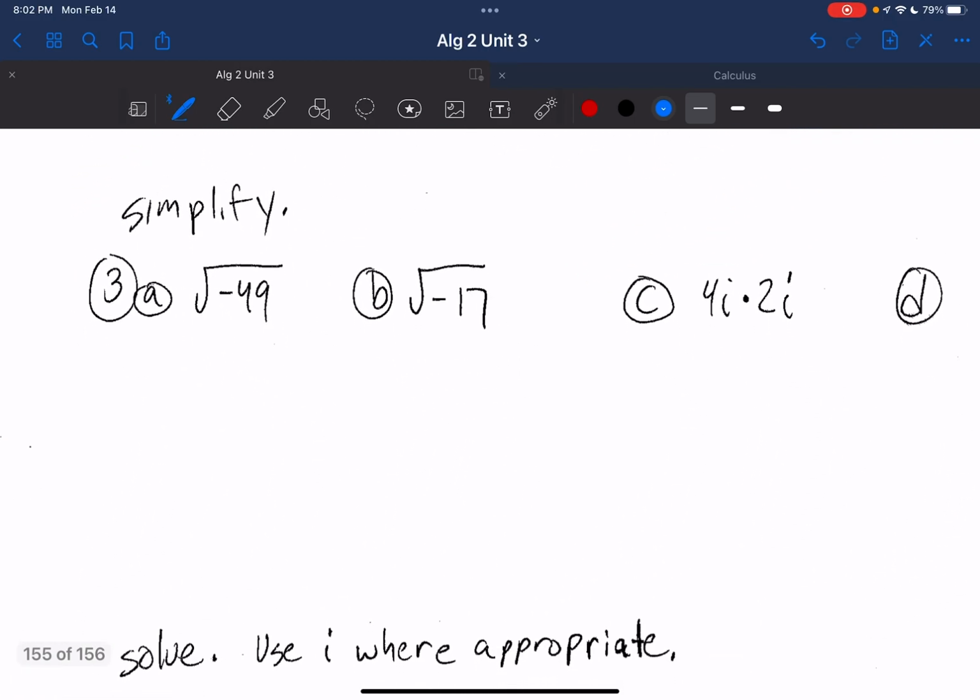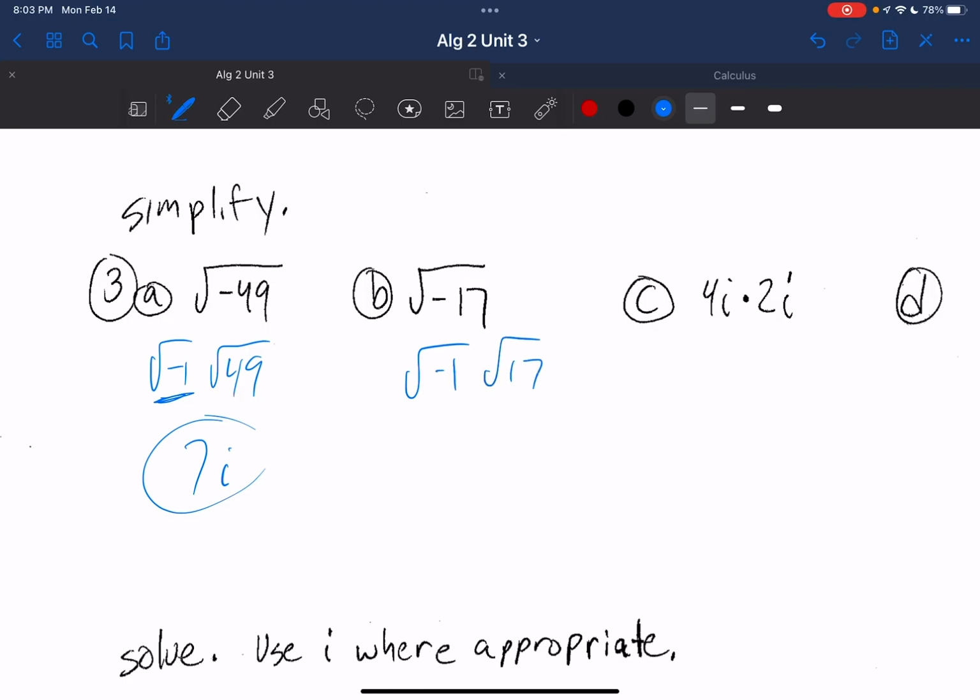Now we're going to simplify these square roots. We think of this as the square root of negative 1 times the square root of 49. The reason I split it up that way is because 49 is a perfect square, so I can take the square root of it. That's 7, and the definition of the square root of negative 1 is i. Next, the square root of negative 1 times the square root of 17. I can't take the square root of 17, so I just call it the square root of 17, times i.